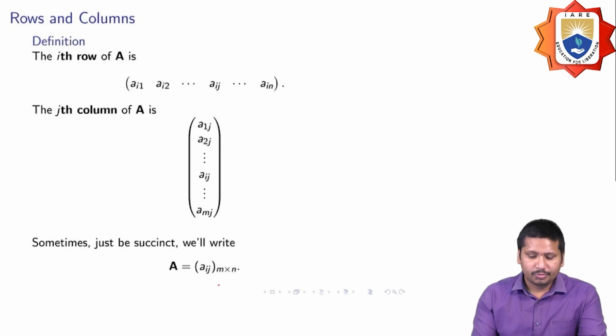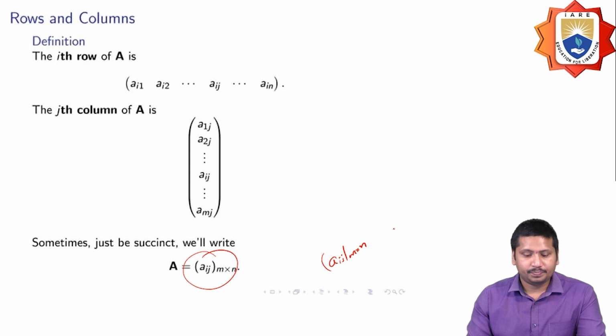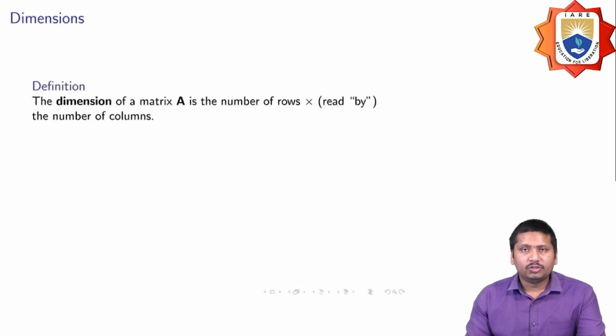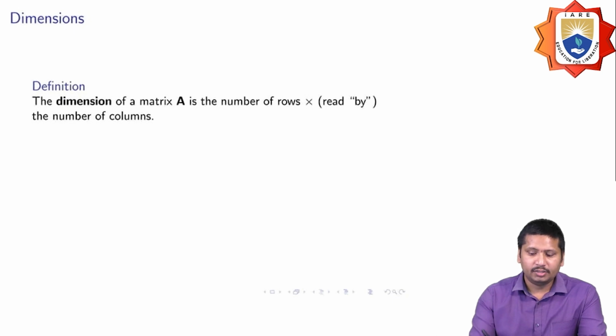So finally, how to represent both in combination? I can write A_ij in the matrix of m by n. So what should be the dimension here? The definition is that the dimension of the matrix is the number of rows by the number of columns. So that is what we call "by" here.